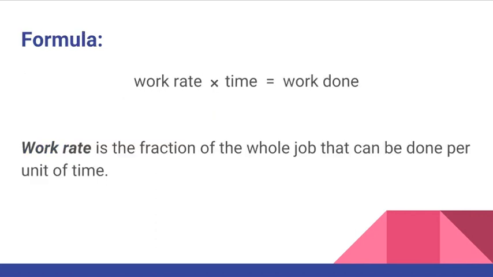This is a formula that I would love for you guys to all write down. It's just that the work rate times the time equals the work done. And the work rate is just the fraction of the job that can be done in a unit of time. Remember, when we say unit, we just mean one. So it's how much you can get done per minute or per hour or per day, something that's just one unit of time.